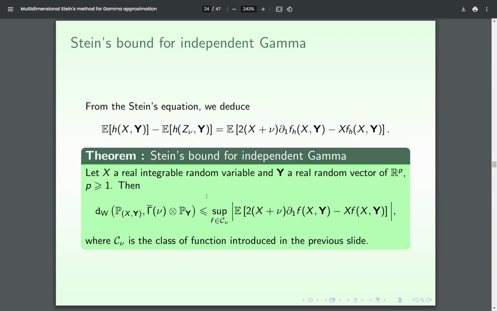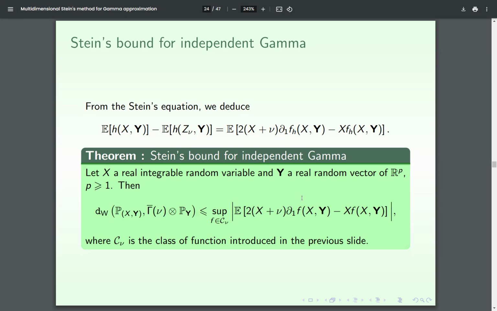And so we conclude, in a very general theorem, that the Wasserstein distance between a couple (X, Y) and the product between the gamma distribution and the law of Y will be bounded by this formula. So by a supremum over a class of functions, which is explicit, of this formula, the expectation of every term appearing here. Once again, the right-hand side over here only depends on X and Y and not on a variable Z, which could follow the gamma distribution, only X and Y.